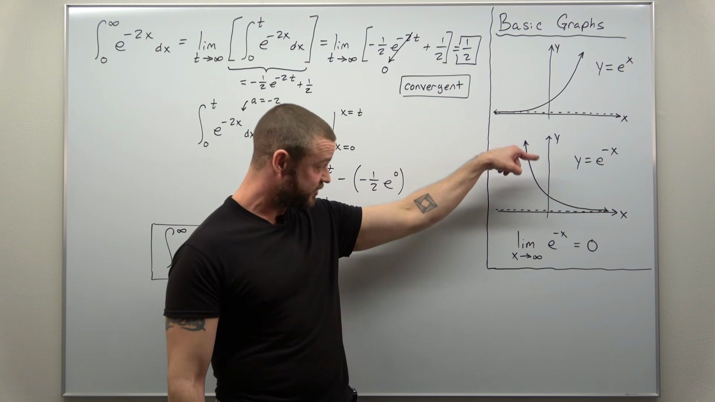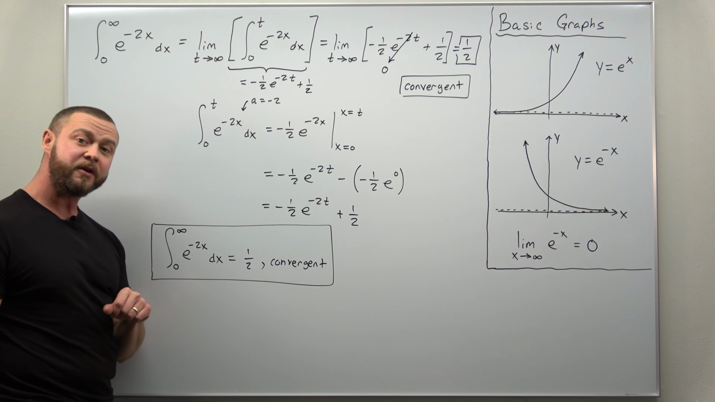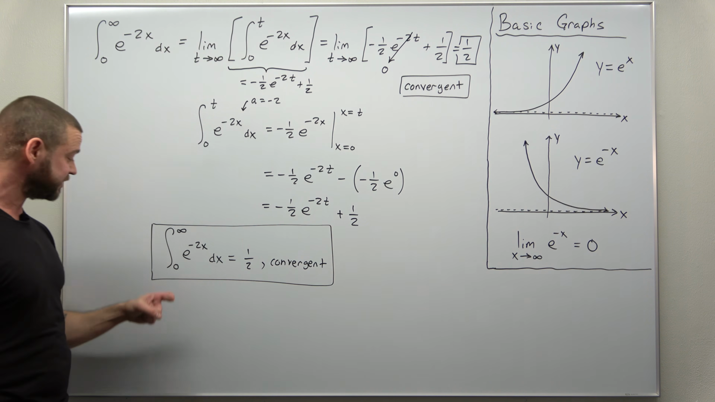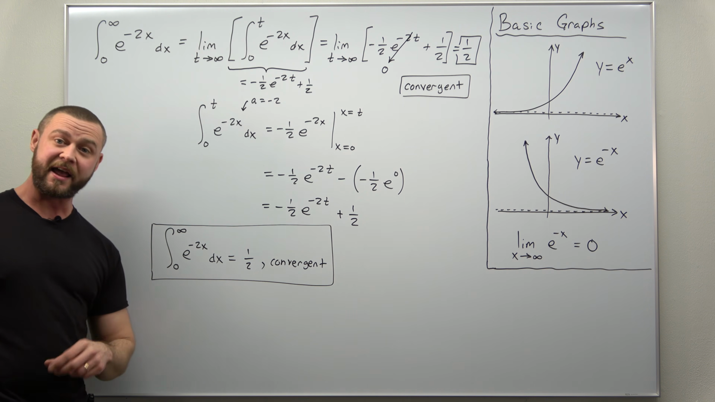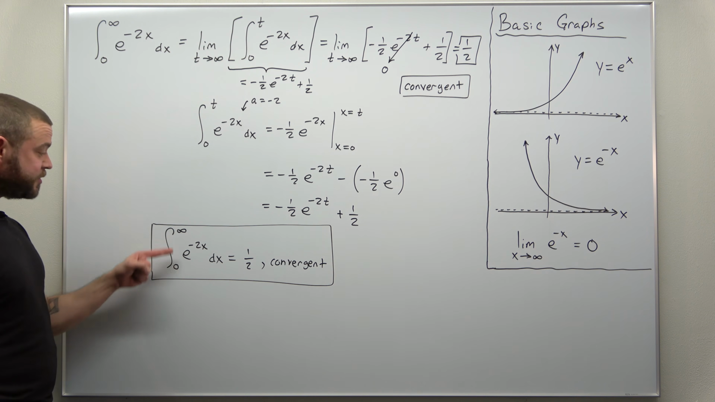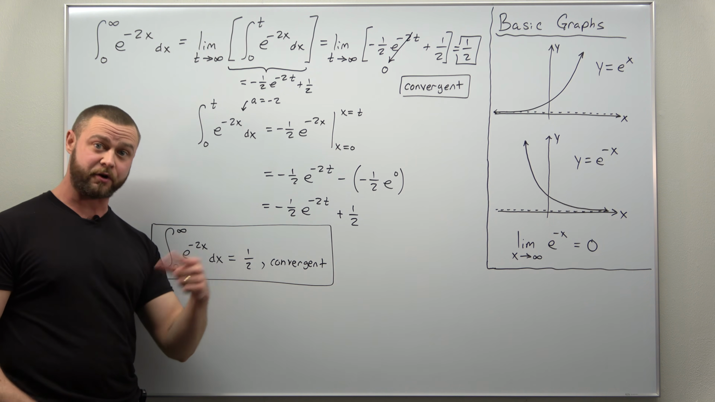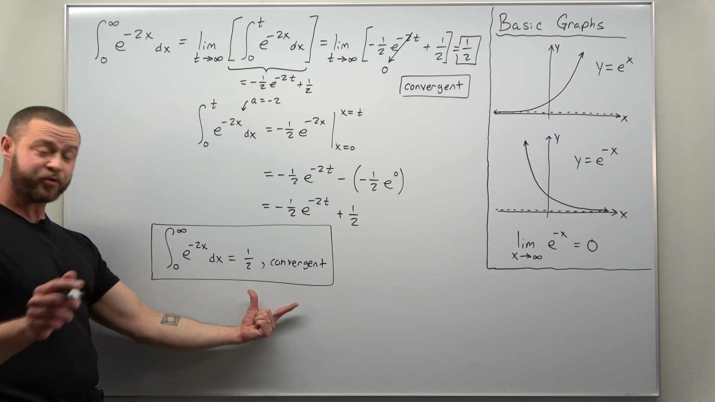If you were to graph this function, the graph of e to the negative 2x, which looks very much like this but just decays faster, this 1/2 can be interpreted as the area beneath that graph of e to the negative 2x over the entire positive x-axis. So we get a finite area, even though the integral is over an infinite region from 0 to infinity. So that does it. We have a convergent improper integral.